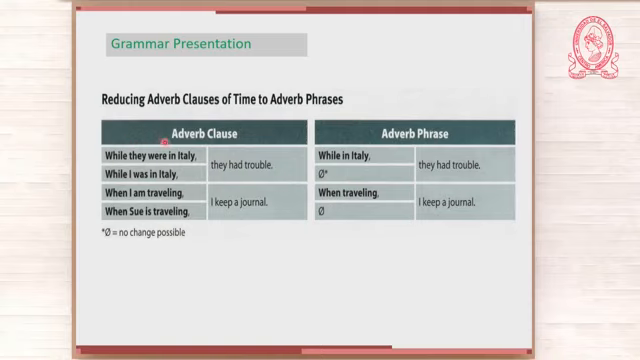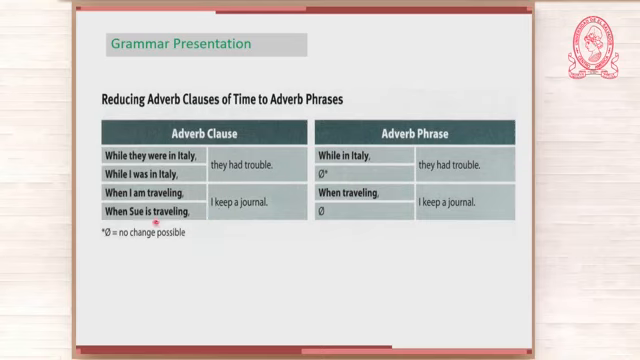Here you have the verb be. Okay? What do we do? Look at the adverb phrase. You omit the verb be. There is no verb in the ing form, and then you just say, while in Italy, they had trouble. What is it? It is an adverb phrase. It is telling you when. It is answering the question when: while in Italy. No subject, no verb. Okay?